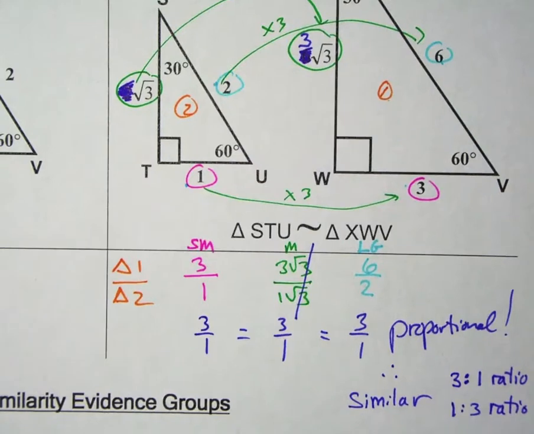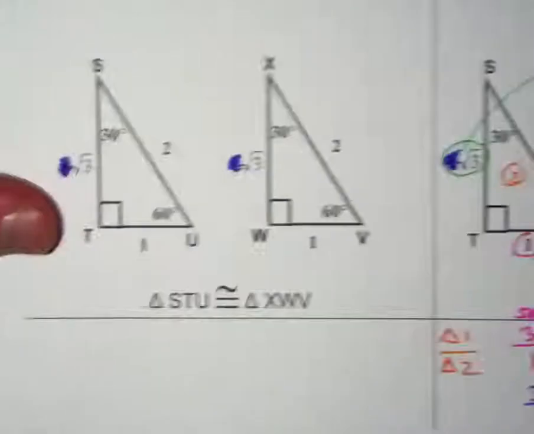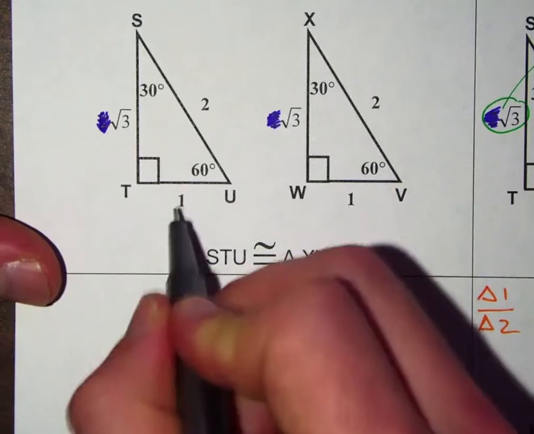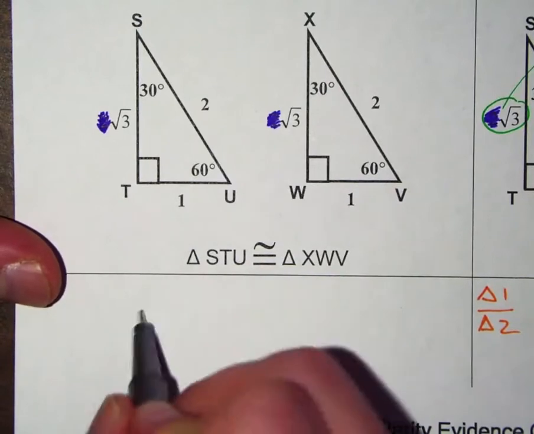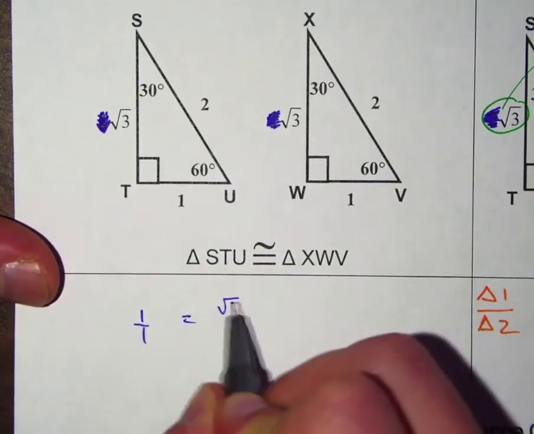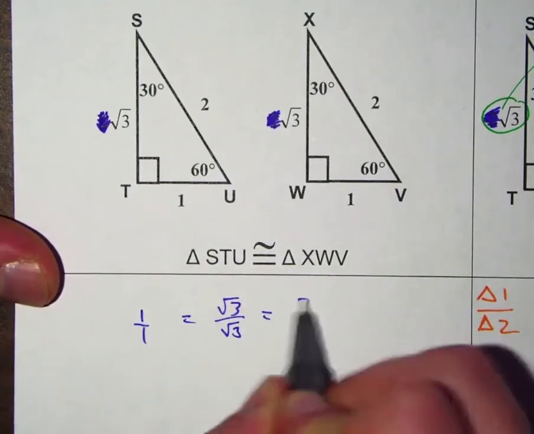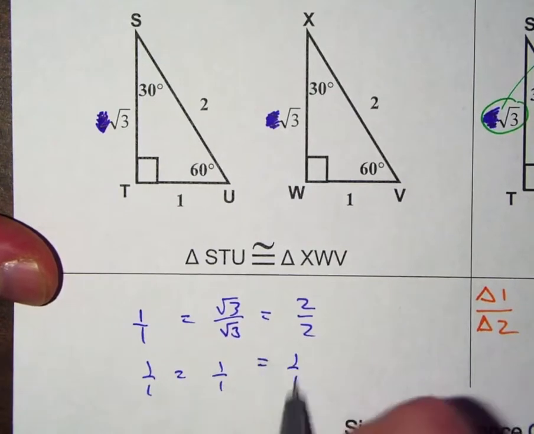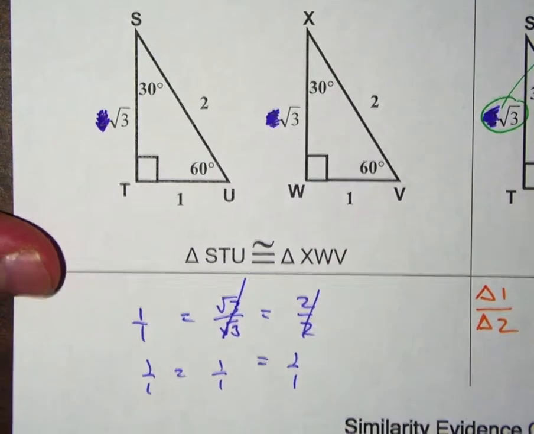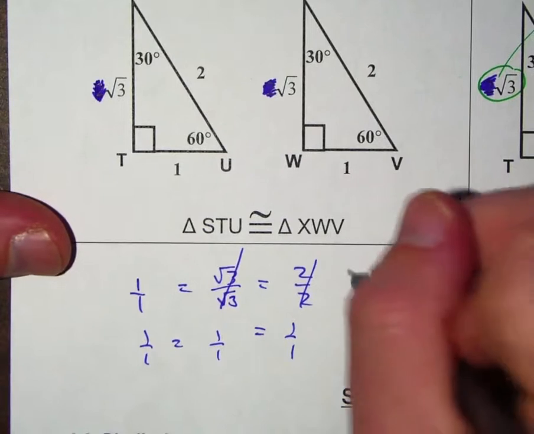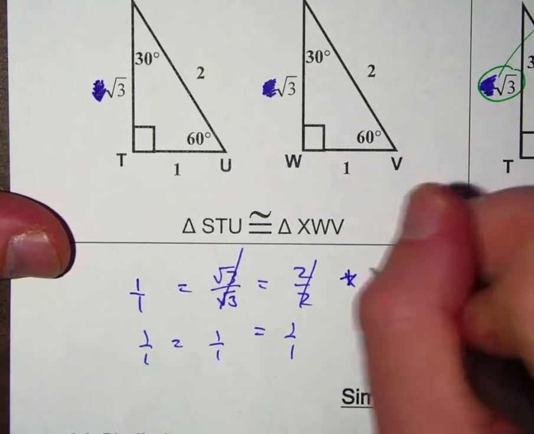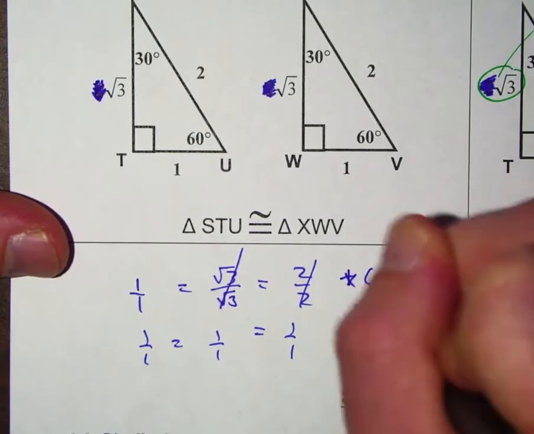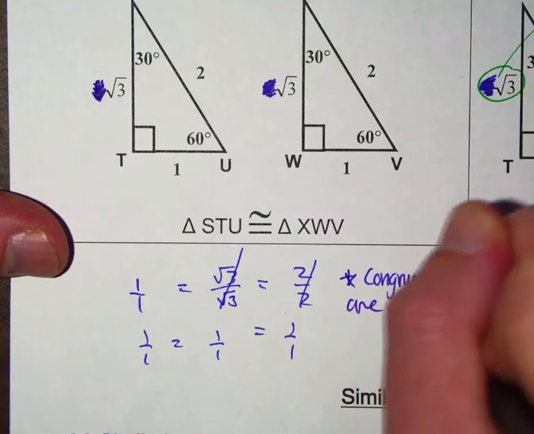One other thing of note, if you come back over here and you look at all of these sides, you can look at their small, medium, and large, and they're 1 to 1, square root of 3 to square root of 3, and 2 to 2. And if you reduce all of those, you get 1 to 1. So it turns out that congruent triangles are also similar.